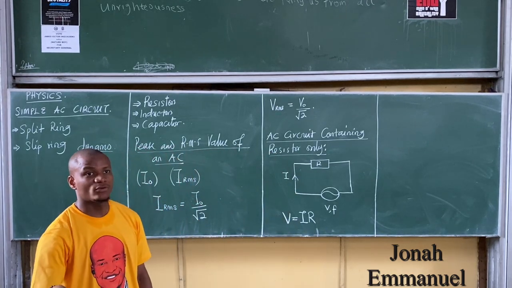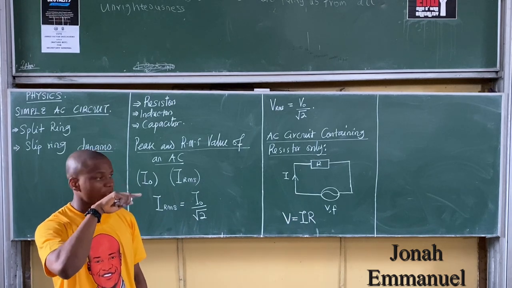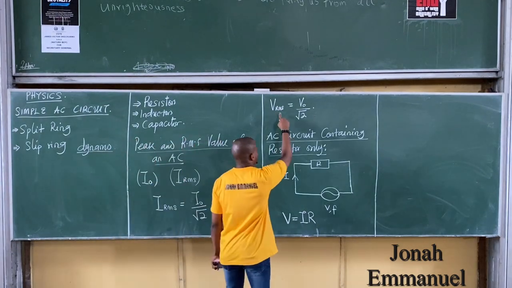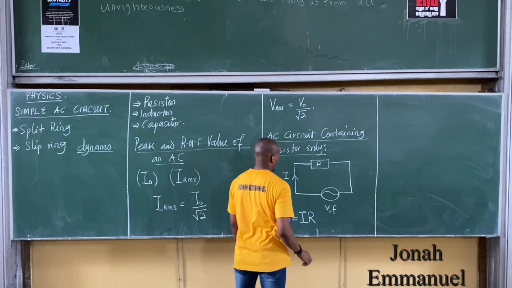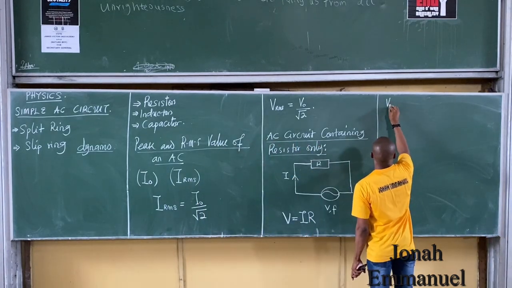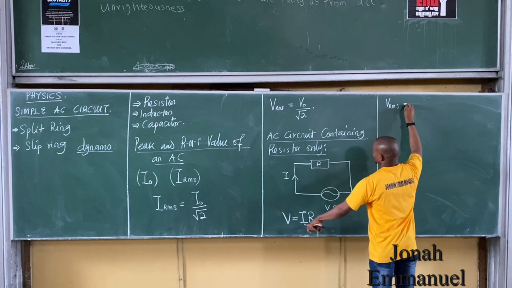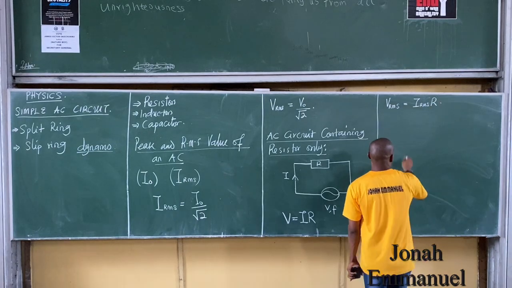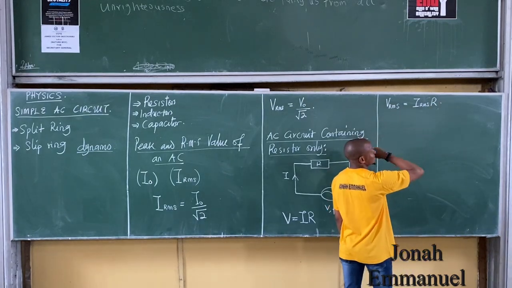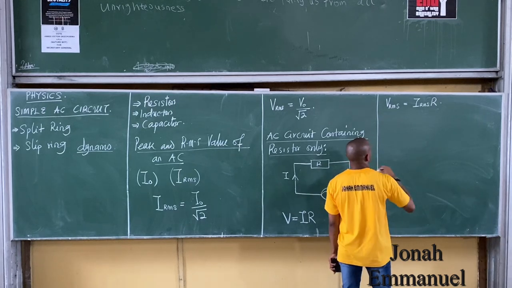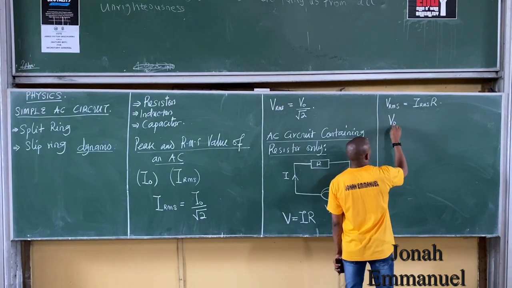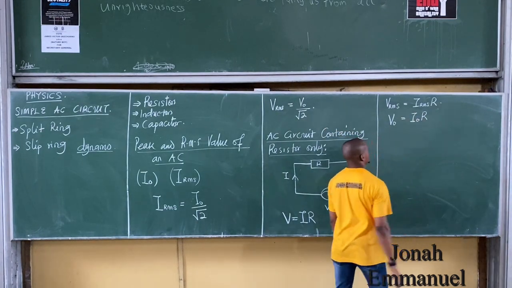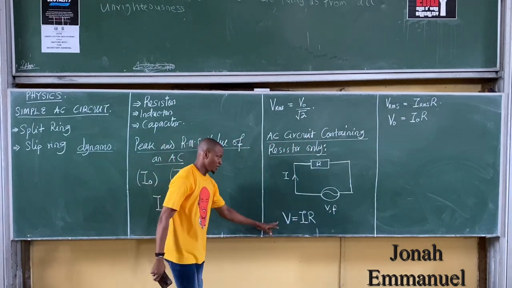Considering RMS value and peak value, we have that VRMS is equal to IRMS R. That's it. So V equals IR, but this is now the RMS concept. For the peak concept, I have that V naught, the peak voltage, is equal to what? Peak current times what? Resistance. That's what it means.